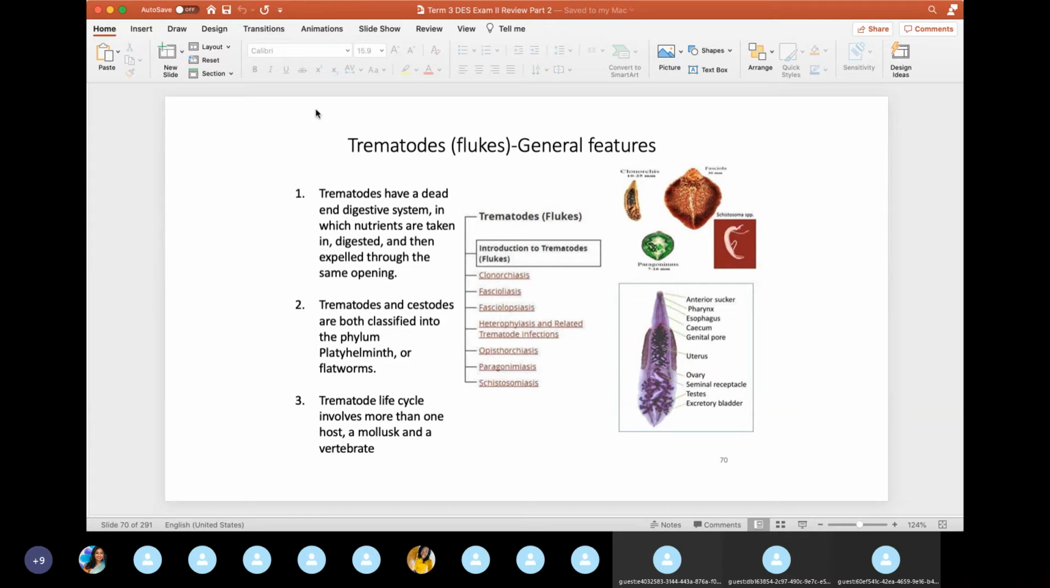Now they're classified as flatworms. High yield. They involve an intermediate. What is that intermediate in their life cycle? The mollusk and then a vertebrate. Okay, so let's summarize. Trematodes. Characteristics: dead end digestive system, meaning food goes in, food goes out, one way. There's only one opening. They're classified in one phylum, your platyhelminths or your flatworms. Their life cycle involves more than one host. So you have a mollusk and a vertebrate. That's high yield.